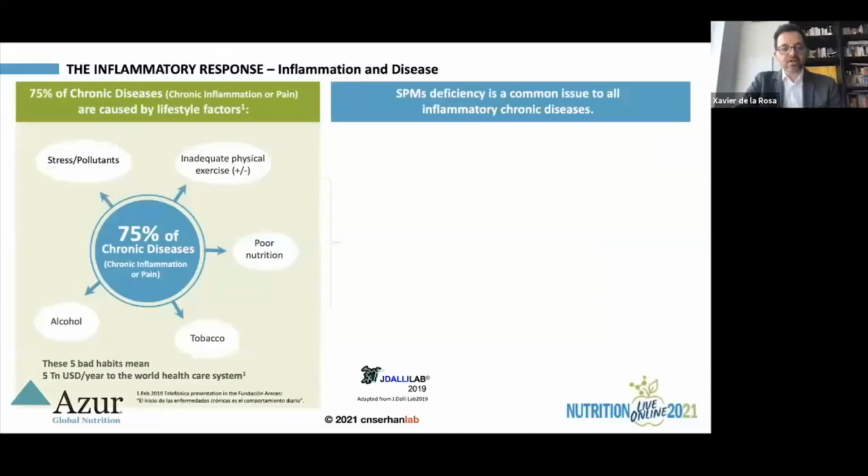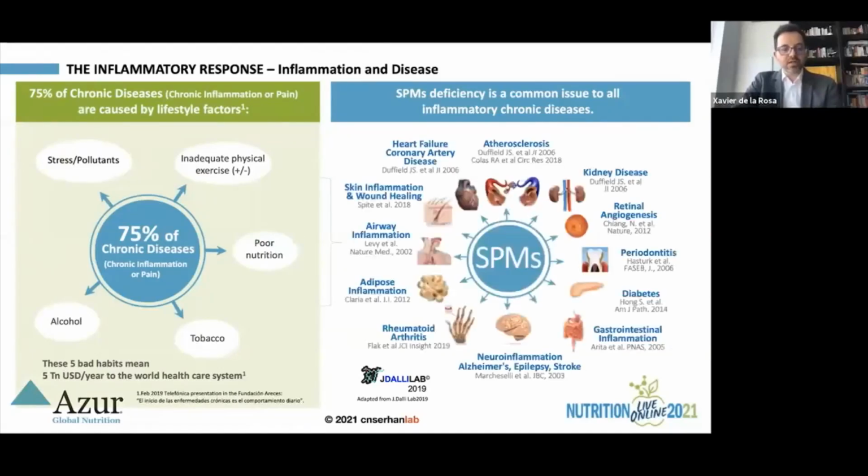These chronic diseases are caused in part by a variety of poor or excessive habits such as stress, inadequate physical exercise, alcohol, tobacco, or poor nutrition. What is common in all these diseases on the right is a deficiency in specialized pro-resolving mediators, or SPMs, here in the center. I want to point out as an example the work from Joan Clària's lab, where they concluded that addition of the monohydroxylated 17-HDHA intermediate mediator increased synthesis of resolvins by pro-inflammatory leukocytes from obese patients.